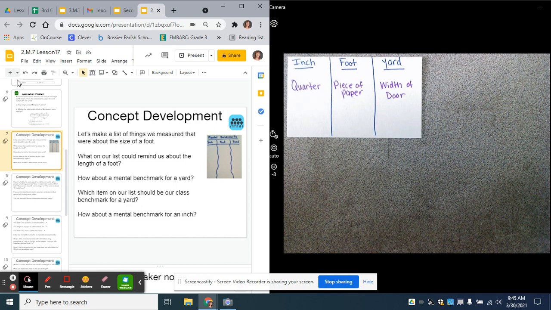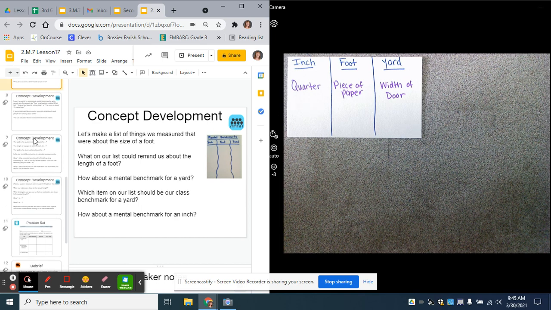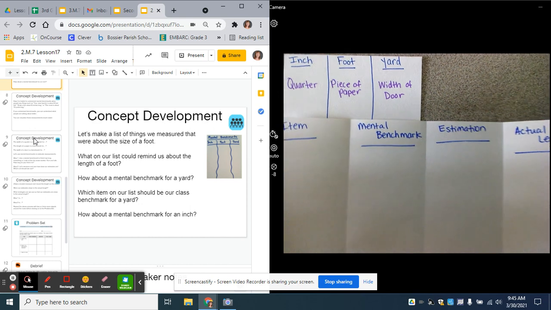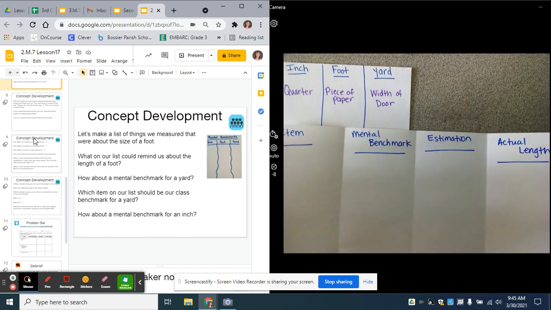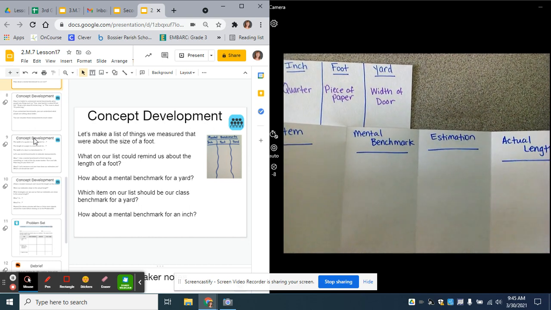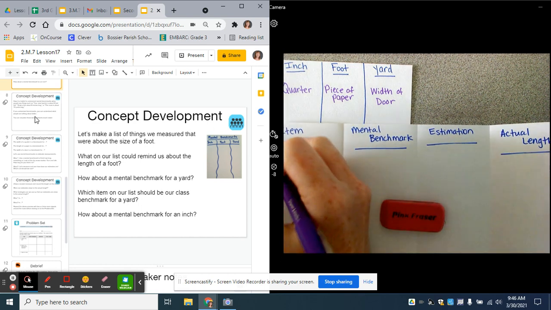The next step we're going to do is be using these mental benchmarks, and we're going to estimate the length of it before we actually measure it. Estimate means we're going to use a good guess, using our mental benchmarks, to how long we think the item is. So the first item I want to use, this eraser. Remember I said you needed a pink eraser? Here is my eraser. So I'm going to write the item down.